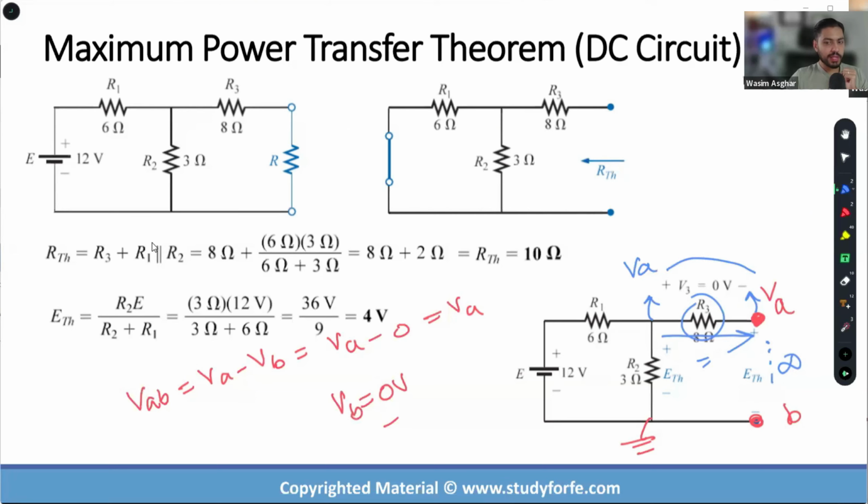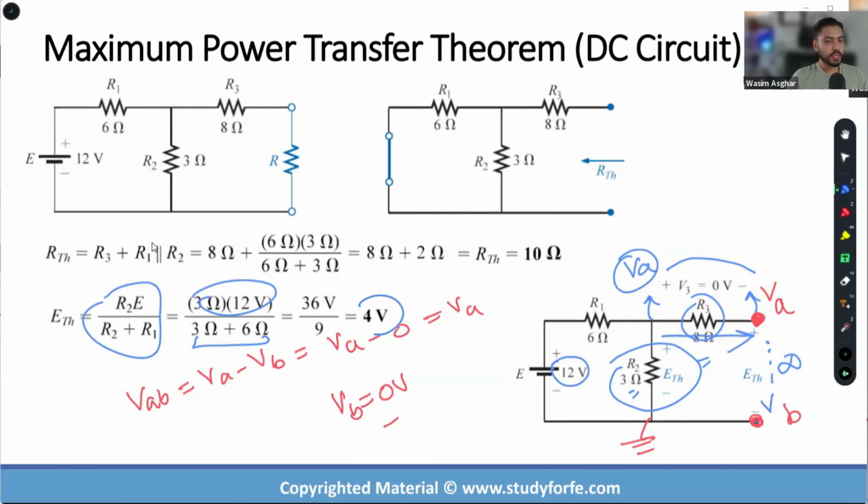Okay. Now when we look at our VA minus VB, we are basically just interested in the voltage across this R2, right? So this is simply the voltage drop of R2. And the voltage drop equation is pretty simple. We have 12 volts multiplied by 3 divided by 3 plus 6. So our V Thevenin becomes 4 volts.